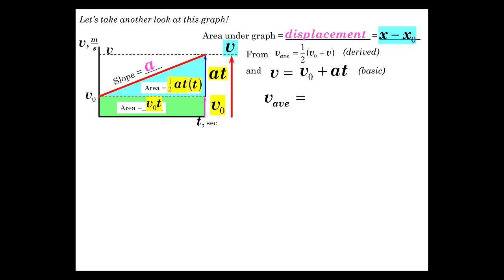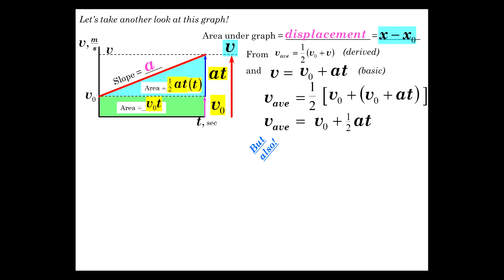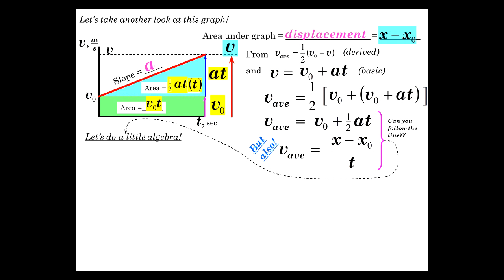Okay, so v average, I'm basically going to take this equation here and rewrite it. It's 1/2 of (v0 plus v), but now v is v0 plus at. So we'll put that in and carry that out. We got v average is v0 plus 1/2 at. But it's also true that average velocity is displacement over time, x minus x0 over t. And that's the displacement under the graph, x minus x0.